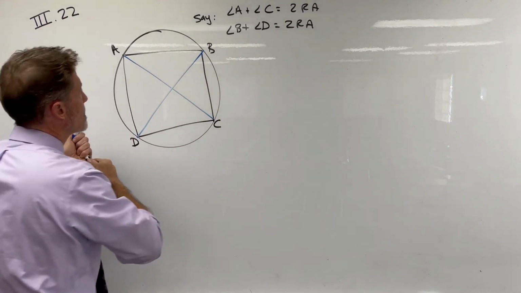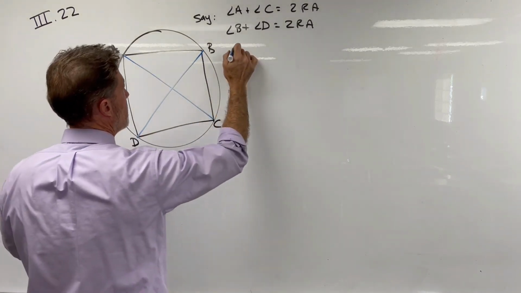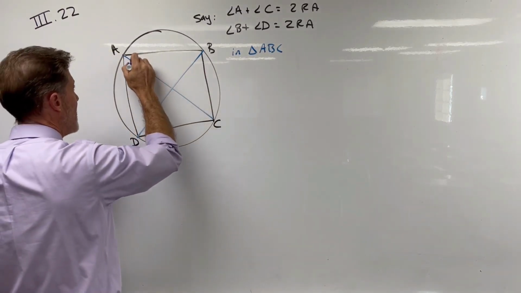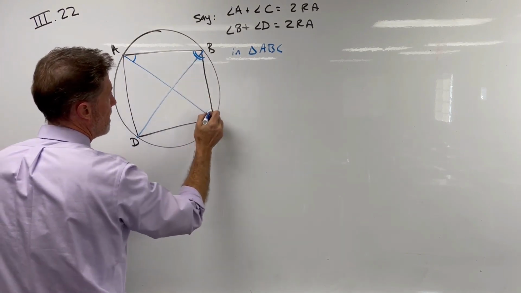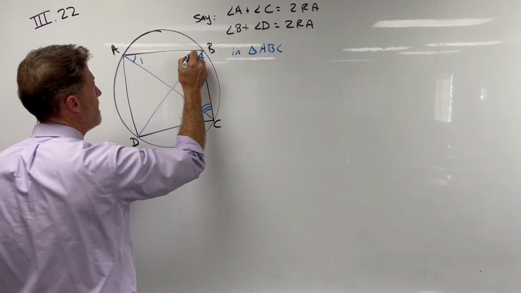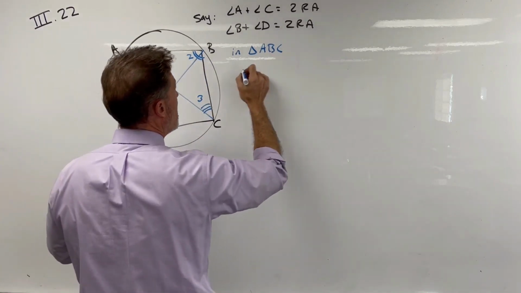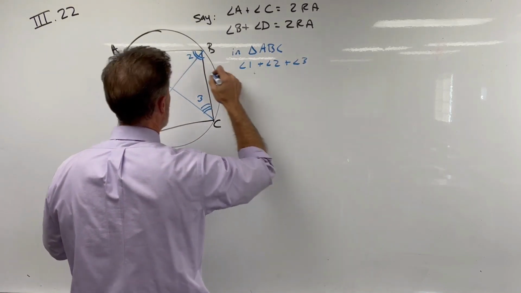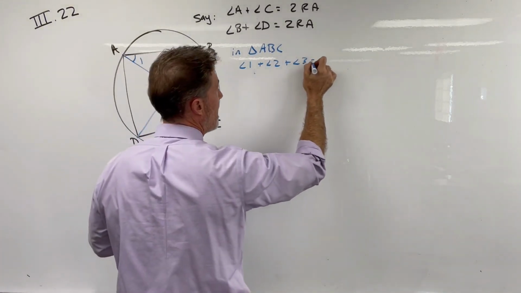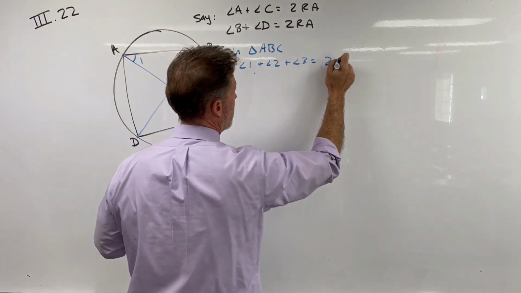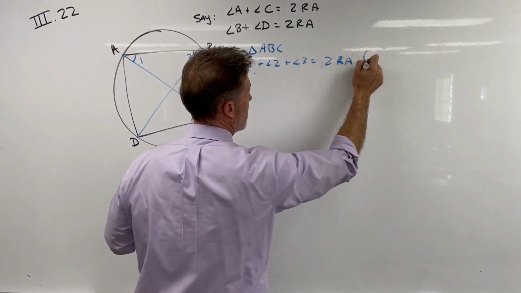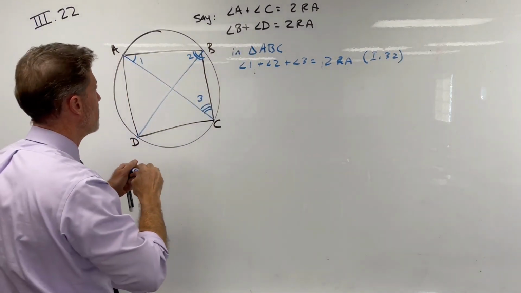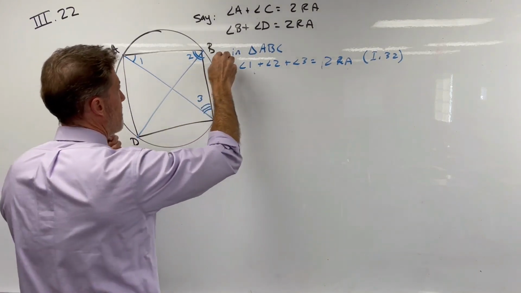And now let's look at triangle ABC. In triangle ABC, we obviously have this angle, and this angle. I'll just call them angles 1, 2, and 3. And we know that angle 1 plus angle 2 plus angle 3, because they're the interior angles of a triangle, are going to equal two right angles. We know this from Book 1, Proposition 32. That's the sum total of the interior angles of a triangle. So that's our first step.